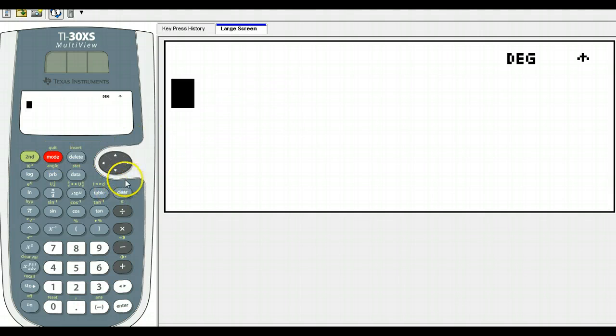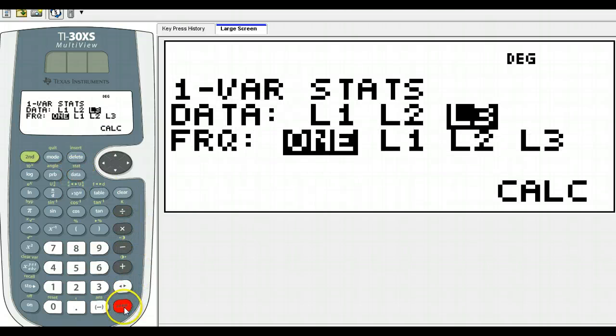Now you can either type all that into your calculator, or again, I need to be at a blank screen to start this, or you can do this. Do your statistics.